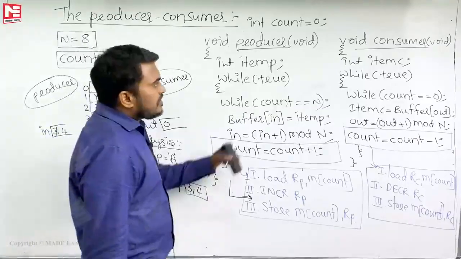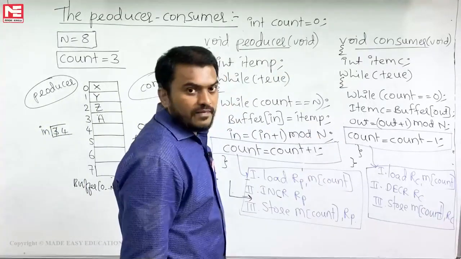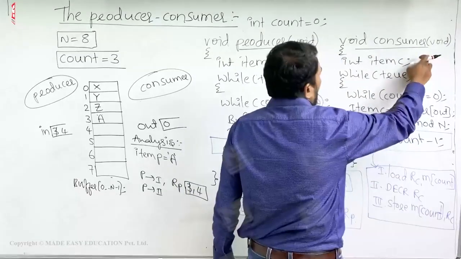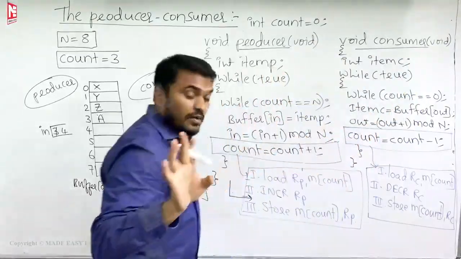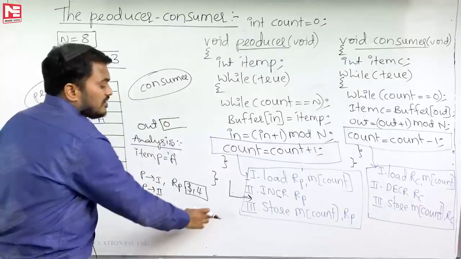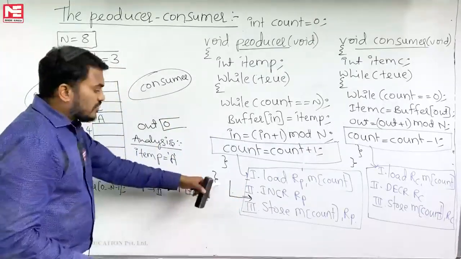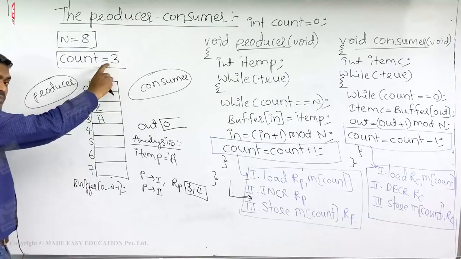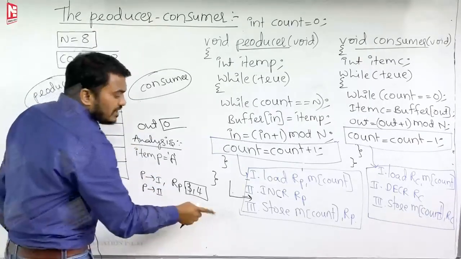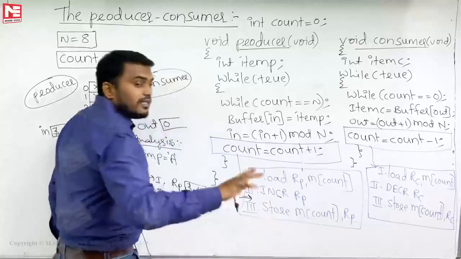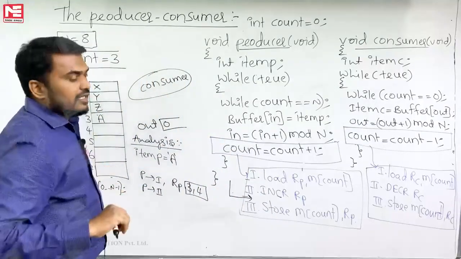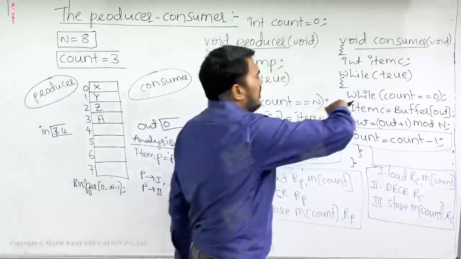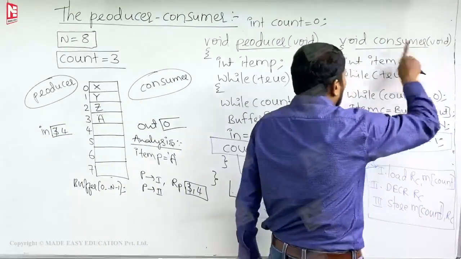Now next, I am executing the consumer process. I am executing consumer, void consumer void. Okay. Remember the producer's execution did not complete. It was preempted right after the second instruction. What is the count value now? The count value is still 3. Look, it is in front of you. The count value did not change because we did not run the store instruction, right? So now the producer is preempted here.